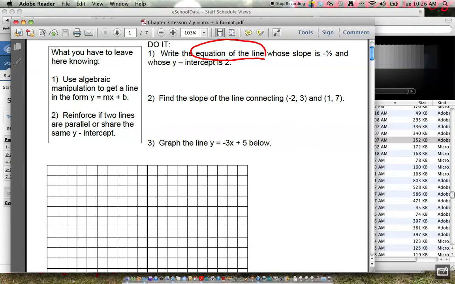Now, if you see the phrase writing equation of a line, you automatically think y equals mx plus b. That has to be the first thing that pops into your head.